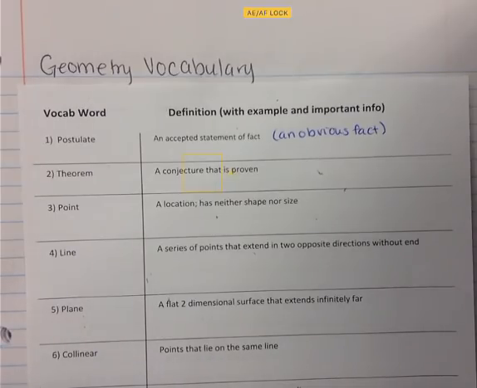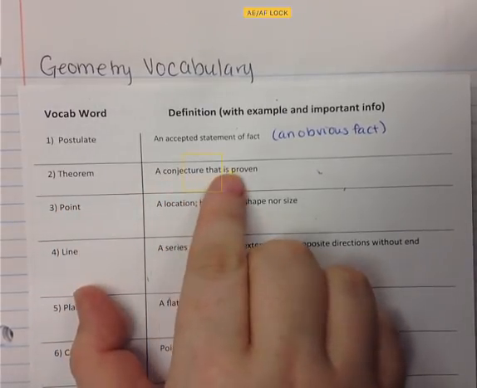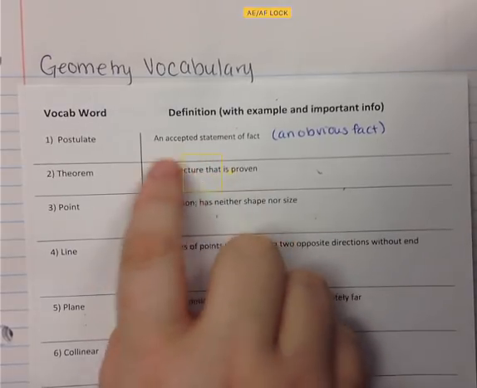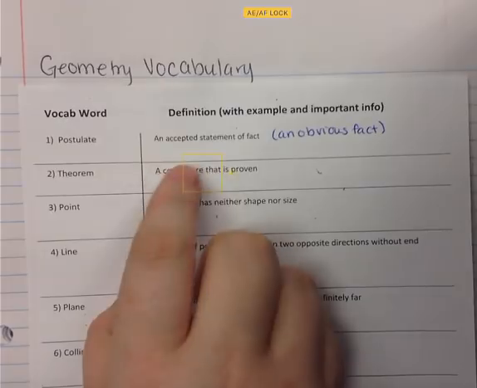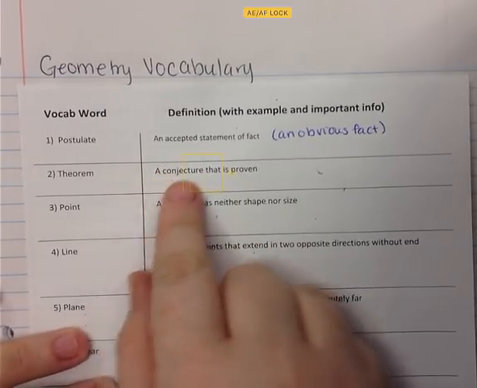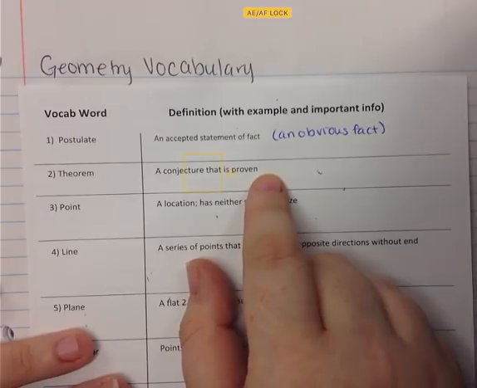The second word is a theorem. A theorem is a conjecture that is proven. This is the opposite of a postulate. You can use postulates to prove a theorem. A theorem is something that needs to be proven because you cannot just assume it is right. You have to actually prove that this works.